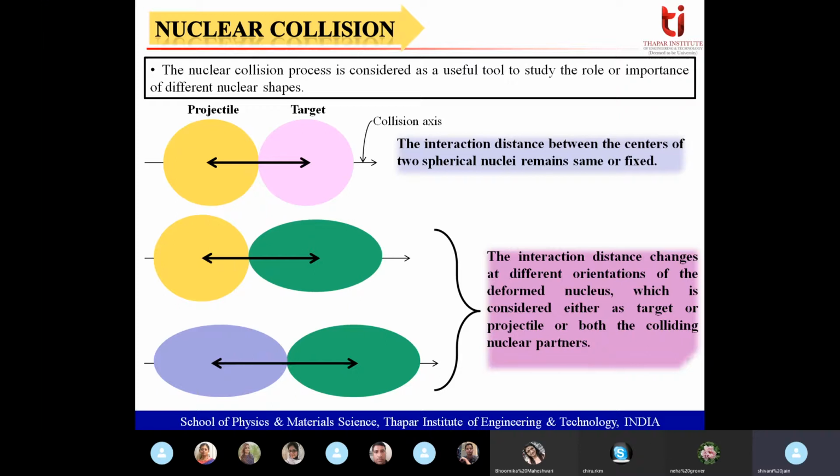So from these animations, it is very clear that not only deformation, but also the orientation shows its impact on the interaction distance. The effect of deformation and orientation will play a significant influence on the fusion barrier and cross sections, and how, will be discussed in the coming slides.